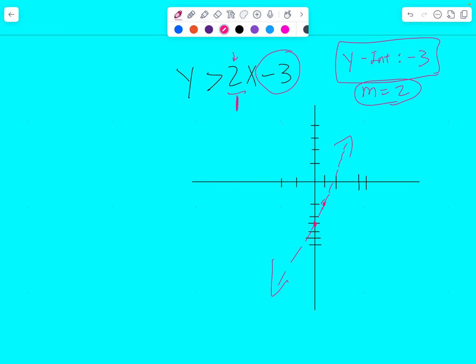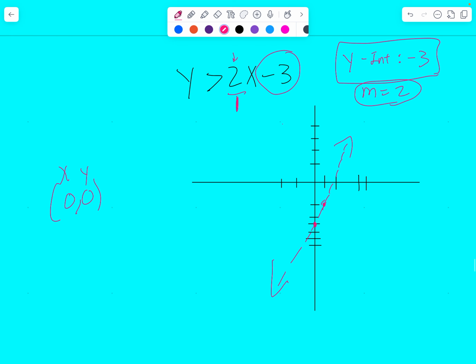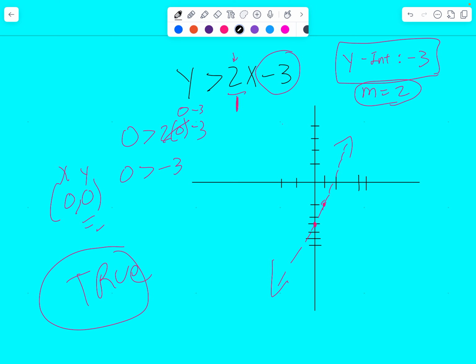Now, to know which side we're going to shade, it doesn't need to look pretty, you guys. We're going to say, okay, we have 0, 0. And this represents x, this represents y. So let's plug it in. We have 0 is greater than 2 times 0 minus 3. Is 0 greater than negative 3? Because 2 times 0 is 0, and 0 minus 3 is negative 3. Is 0 greater than negative 3? That is a true statement, because I'd rather have no money than be in debt by $3, right? So that is true. So I'm going to shade the side that has 0, 0.